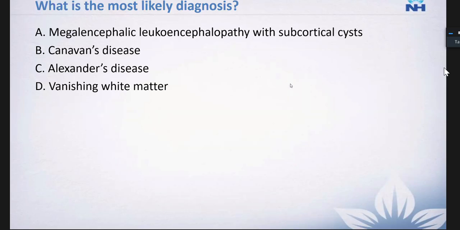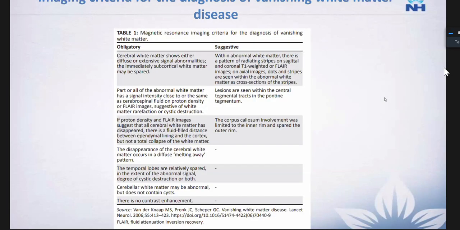Okay, so good. Everybody is picking up, and most of you are right. All are saying D, that is vanishing white matter disease, which is the answer. And these are some of the imaging criteria for vanishing white matter disease, in which you can see that on FLAIR images, you will see the dots and stripes kind of appearance. And when the corpus callosum is involved, it is limited to the inner rim, and it will spare the outer rim.